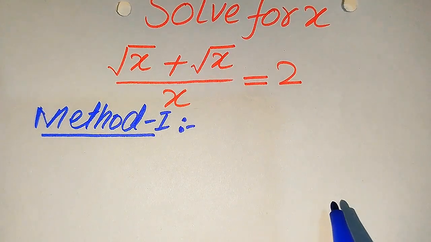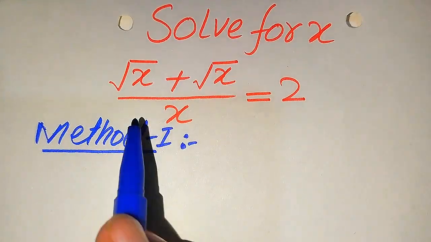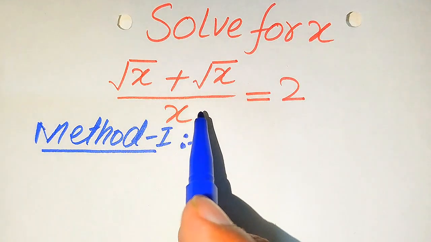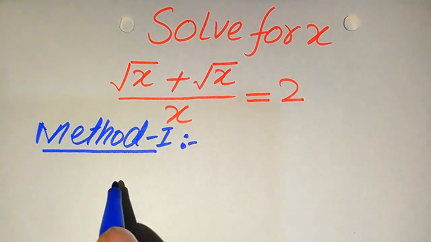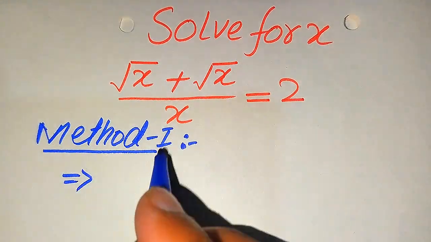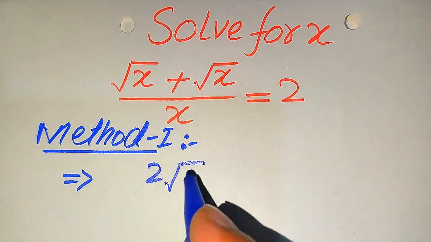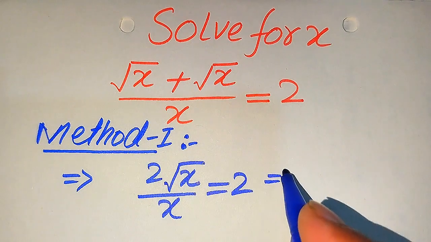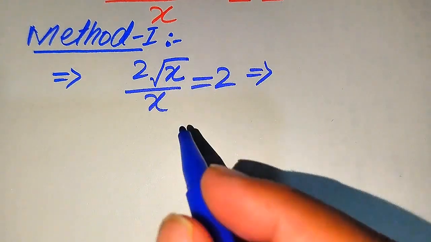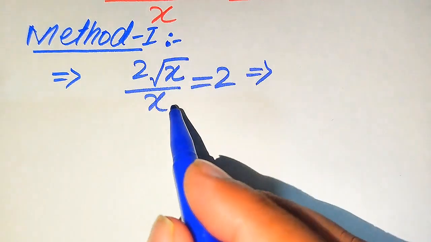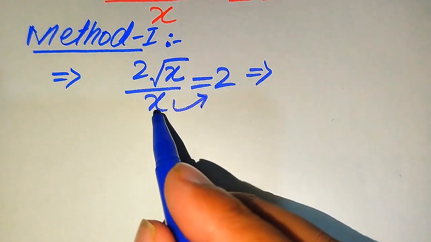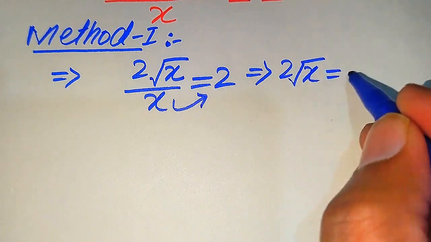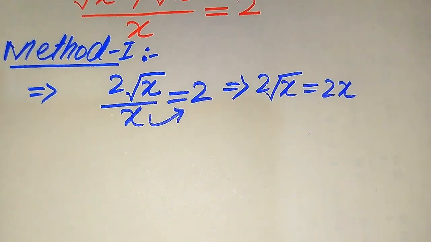Now we move towards the first method, and in the first method you see here in the numerator we have two same variable terms added to each other. We know that when two variable terms are added, we just add the coefficients of both of these terms. So it will be written as 2 times square root of x divided by x is equal to 2, and this implies that this x is divided on the left hand side, so we need to move this x to the right hand side, where it is multiplied by this 2, and it becomes 2 times square root of x is equal to 2 times x.